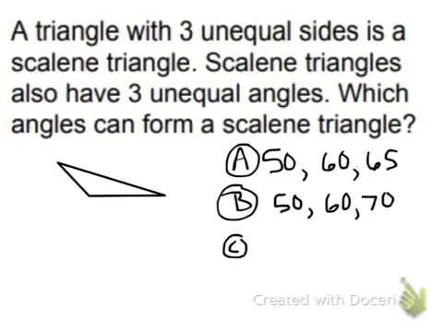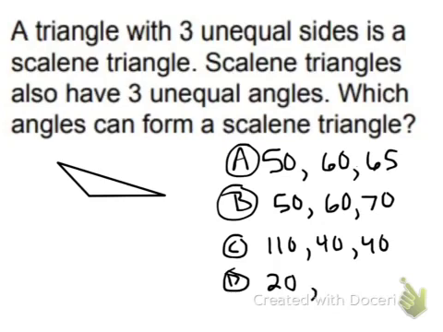Our third choice C here is 110, 40, 40. And then our last choice is 20, 20, 40. Well, scalene triangle, 3 unequal angles. So that means C can be crossed out because these two are equal, 40 and 40, and D can be crossed out because 20 and 20 are equal.